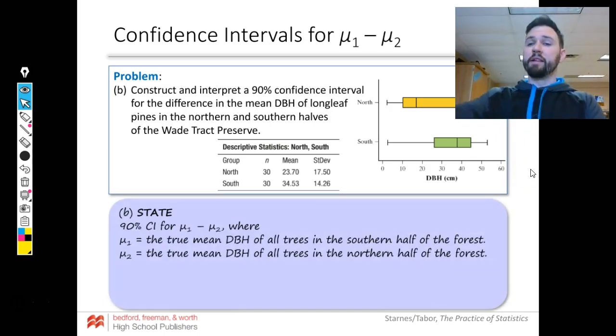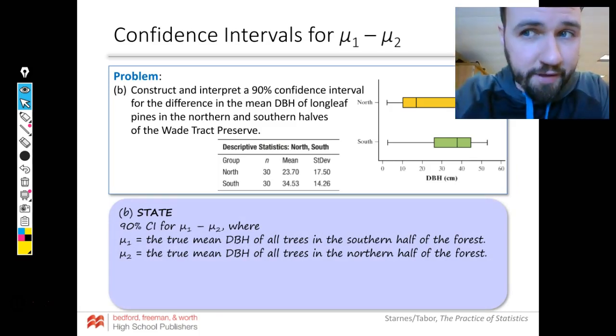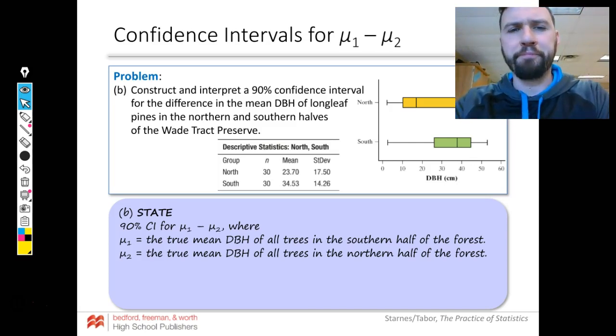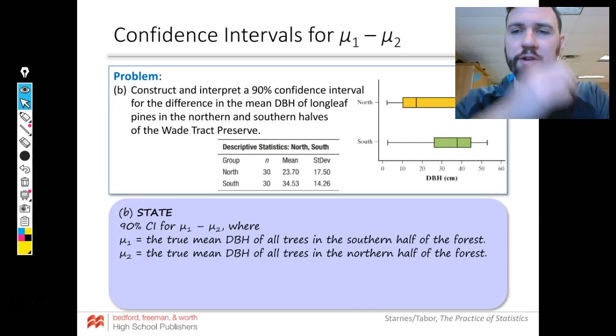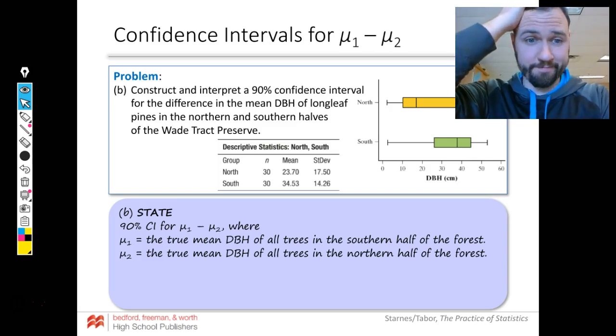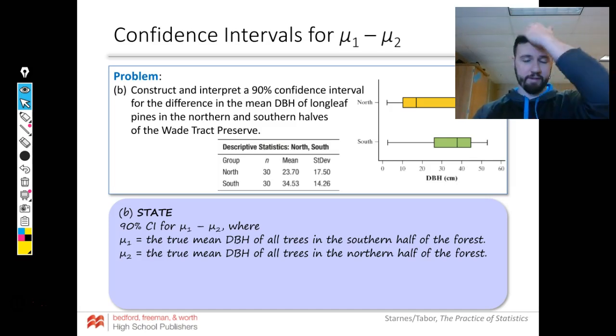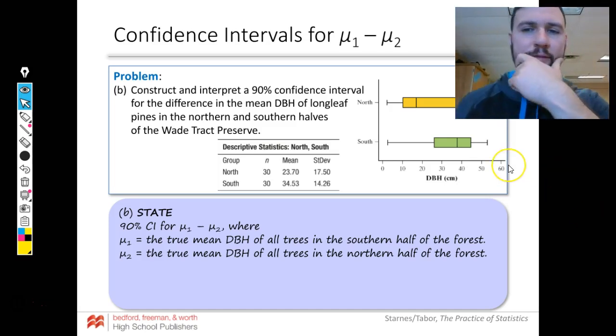Alright. Let's find a confidence interval. We're going to state what we're going to do: state, plan, do, conclude. So we're going to state we're going to do a 90% confidence interval for mean 1 minus mean 2, where mean 1 is the true mean DBH of all trees in the southern, and mean 2 is in the north. King of the north. Probably be copywritten by HBO for saying that.